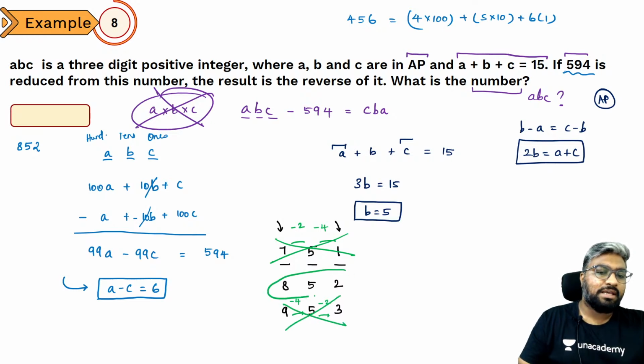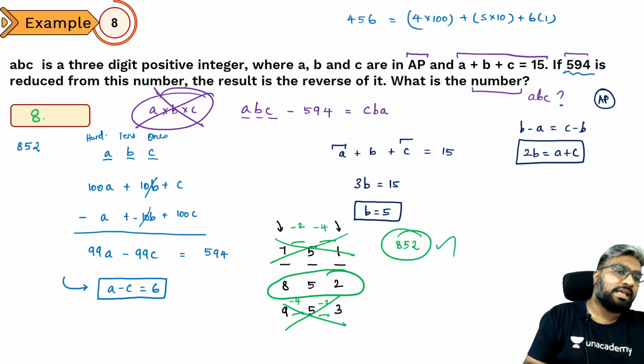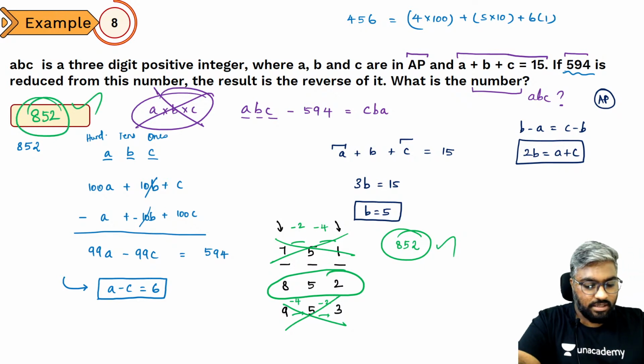Only term in AP is 852. Yes, the only term in arithmetic progression is 852. 8 minus 5, 3. 5 minus 3 is again 2. So our answer is 852. Is that okay, guys? सबका clear है ये?